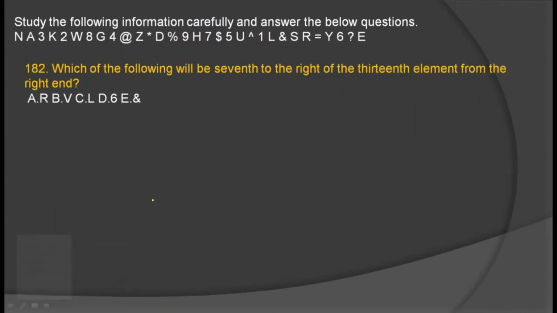Next one. Study the following information carefully and answer the questions below, guys. They give a set of elements. Elements means a combination of numbers, alphabets, and symbols. Here the question: which of the following will be seventh to the right of the 13th element from the right end?